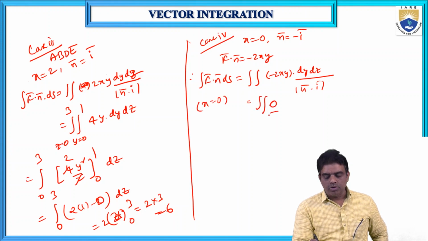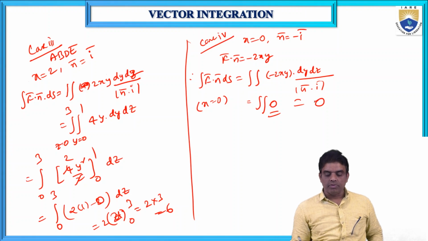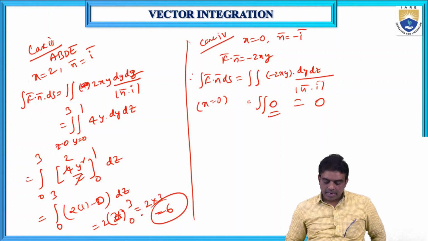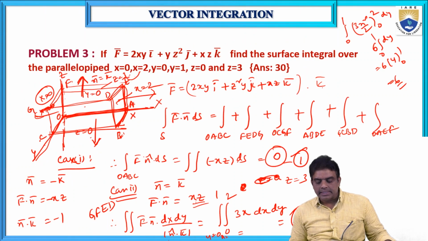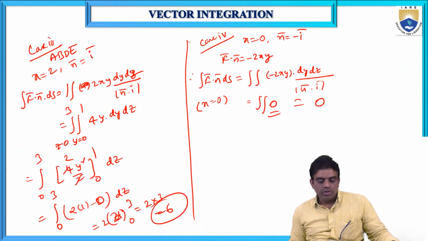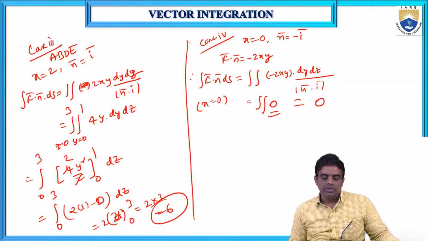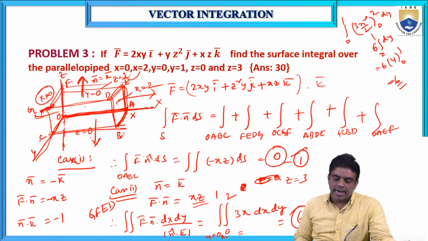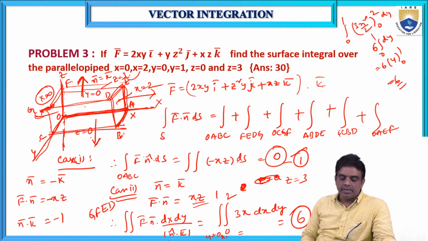So the double integral is 0, so the integral value is equal to 0. That is case 4. One is 6, another one is 0, and 6 is the other one, and 0 is the other one. We have already got 4 values. Now we need to find the similar values and add all the values. On adding all the values, you will get the required solution.